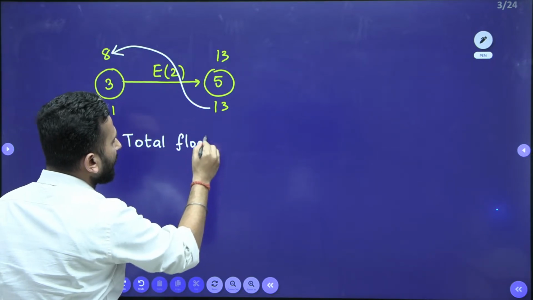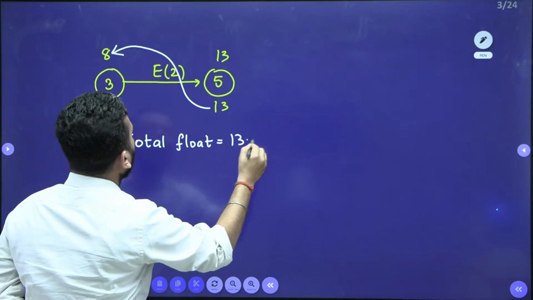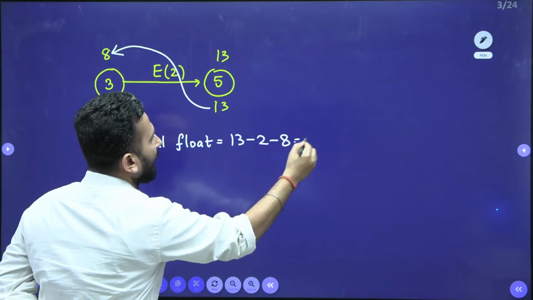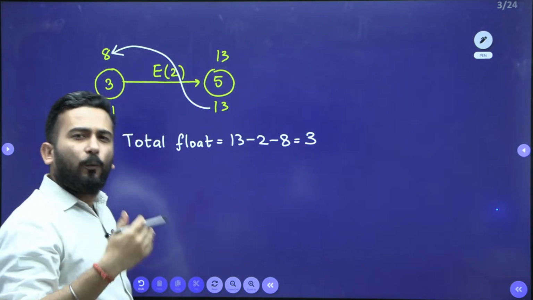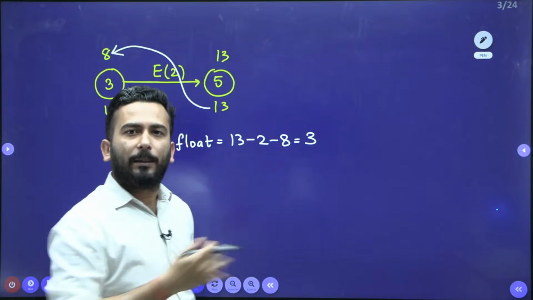Total float is 13 minus 2 minus 8, and that is nothing but 3. Done. No formula. Just remember this diagram, it's done.